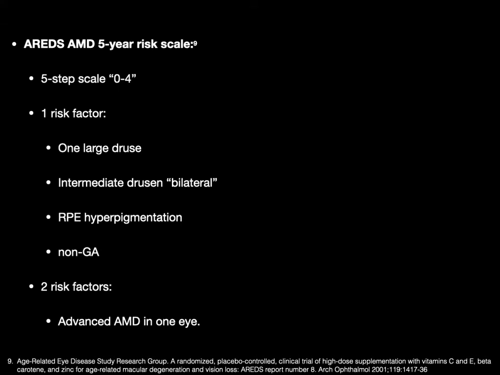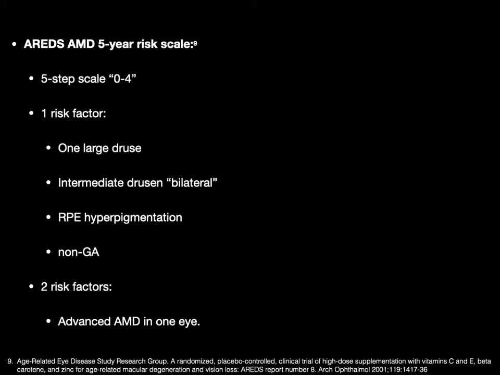Also, from this classification, risk factors of disease progression can be summed across both eyes to assess the risk of disease progression over 5 years. The 5-year risk scale is a 5-step scale from 0 to 4, in which one risk factor is assigned for each eye with a larger sized drusen, RPE hyperpigmentation, incipient geographic atrophy, or presence of bilateral intermediate-sized drusen. And 2 risk factors are assigned for patients with advanced AMD in at least one eye.